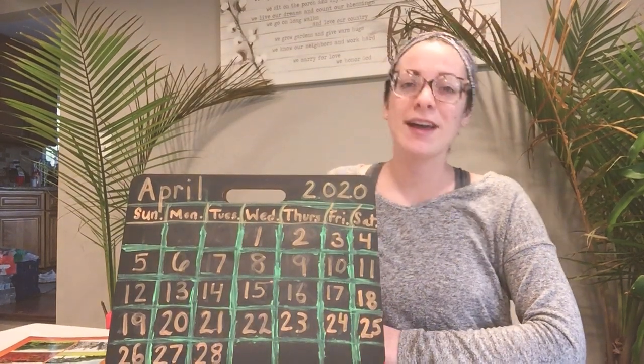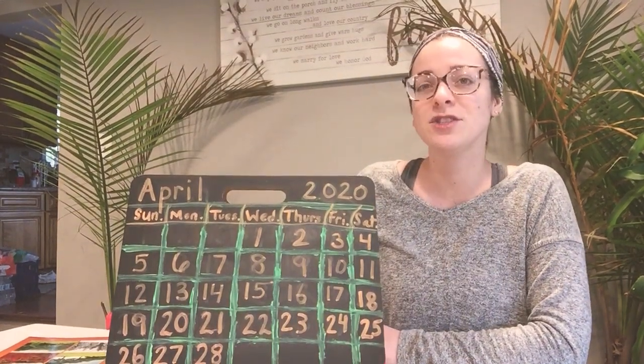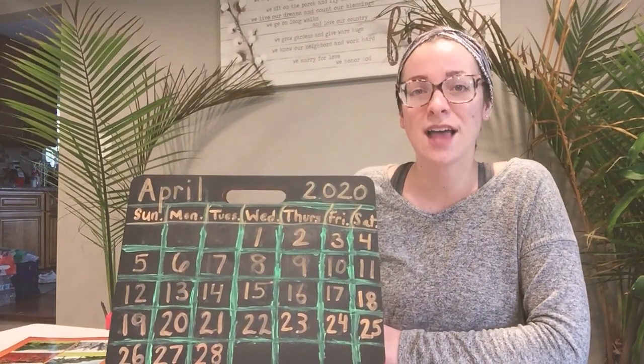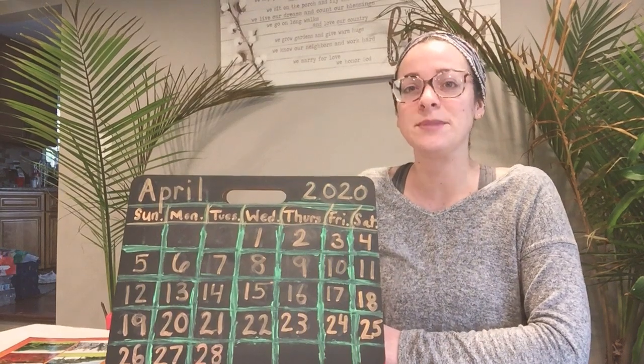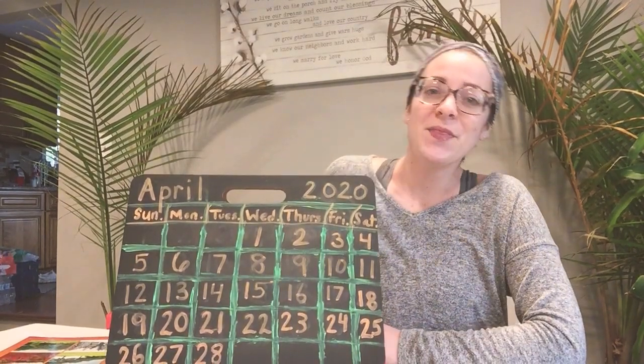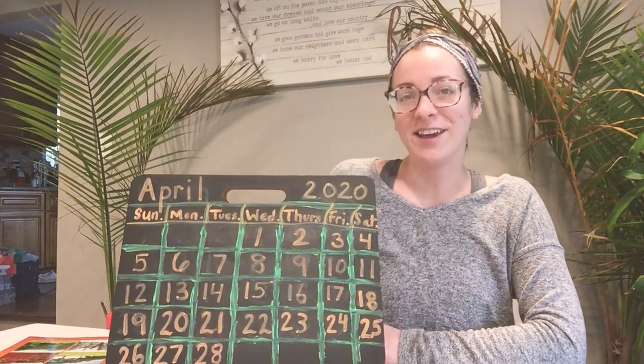There's January, February, March, and April, May, June, July, and August, September, October, November, and December. These are the months of the year.